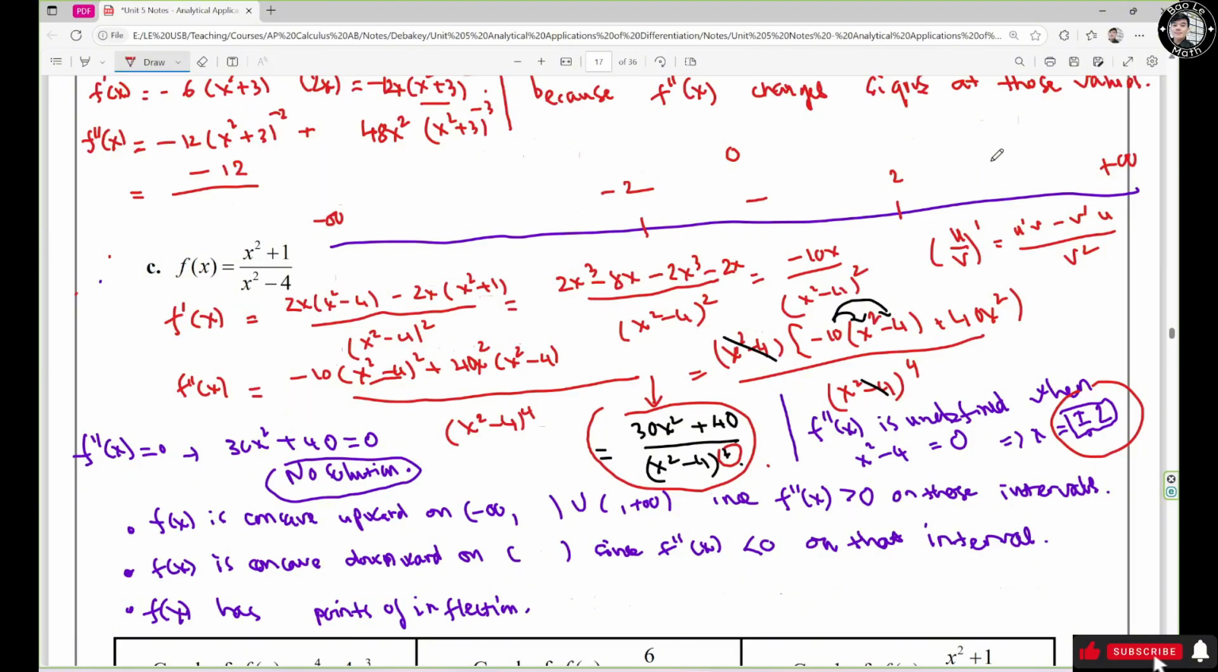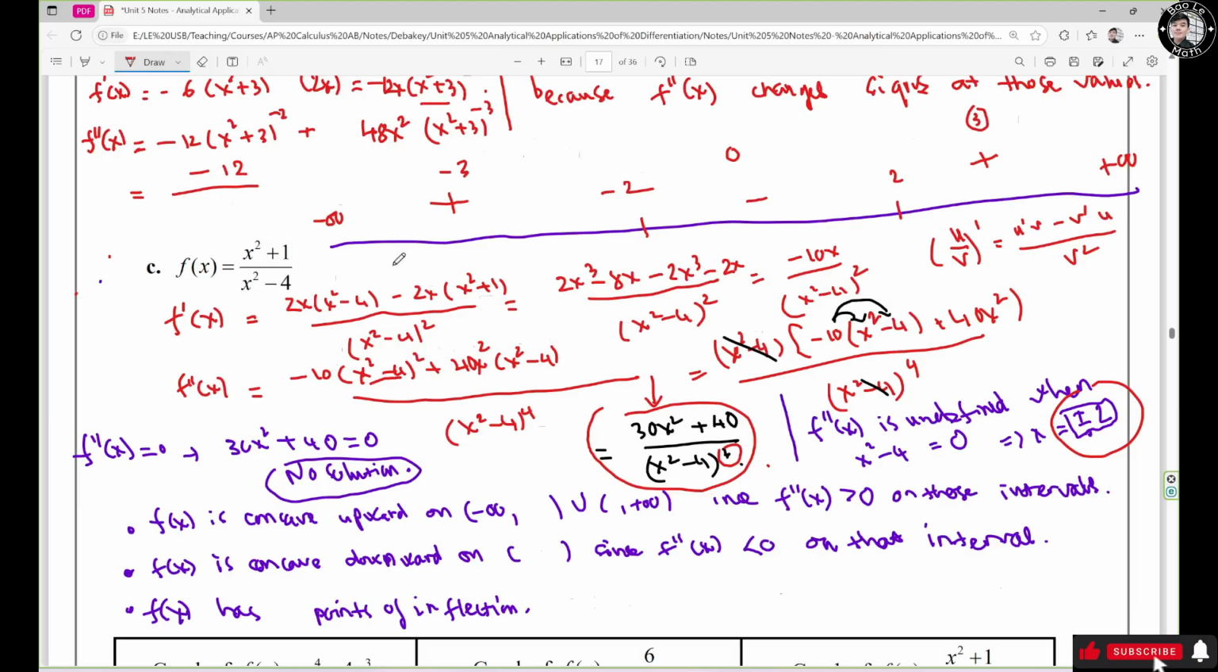Then you keep changing the sign, positive and positive, right? Or you can pick a number right here. For example, I pick number 3. I substitute over here. It's gonna be positive, right? I pick negative 3 right here. I substitute over here. It's gonna be positive, right?